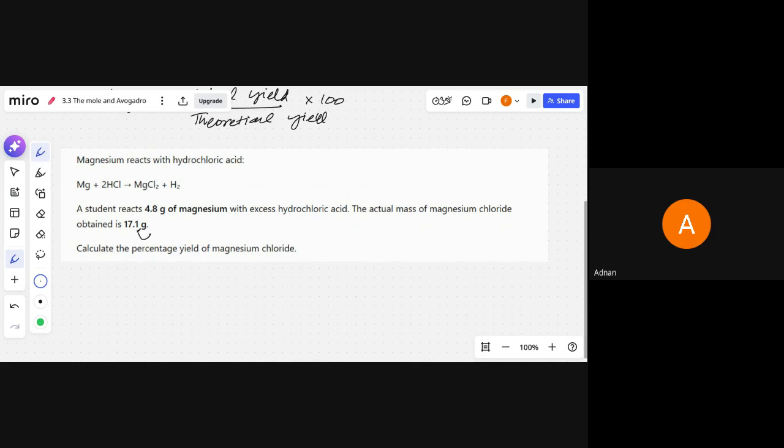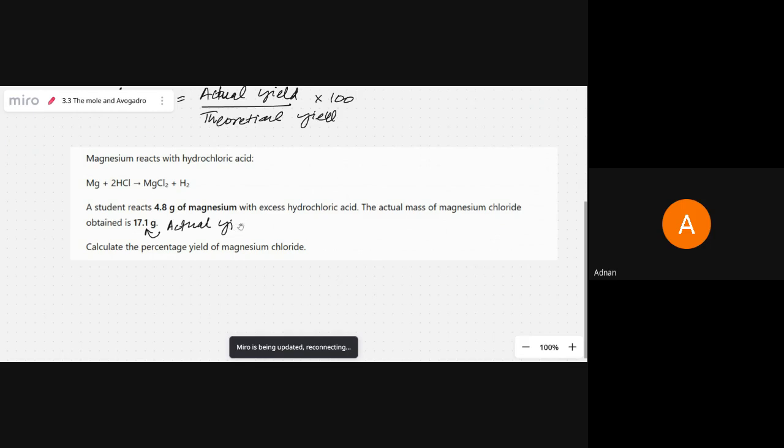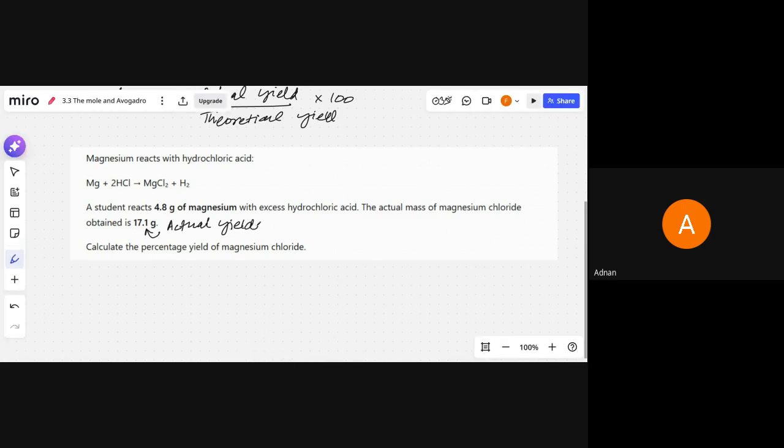So this 17.1, which is given in the question, is the actual yield, because there is no way we can guess actual yield. It must be given in the question because it is experimental. So this is actual yield. And now let us calculate the theoretical yield.